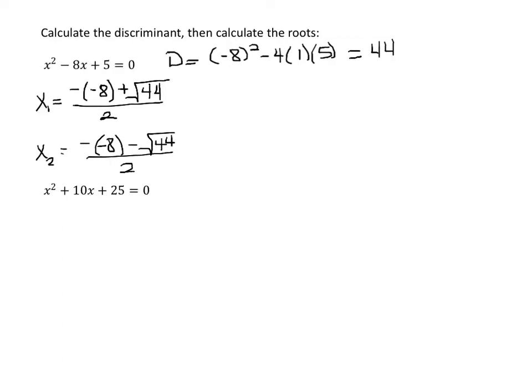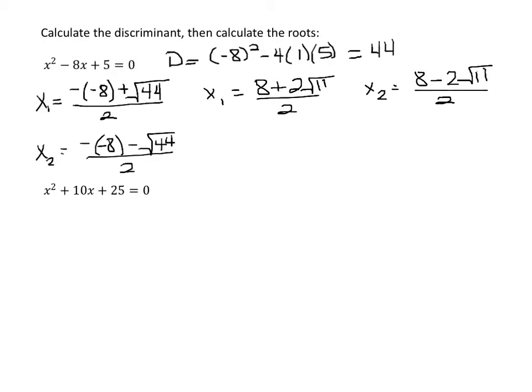We should be able to recognize that 44 is not a perfect square, so our two roots are going to be 8 plus 2 square root 11, because remember 44 is 4 times 11, I can pull that out from under the radical, over 2, and 8 minus 2 square root 11 over 2. And then I could factor out a 2 and cancel. So my two roots are 4 plus or minus the square root of 11.